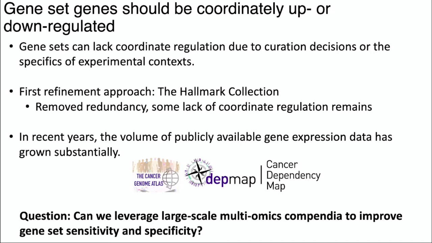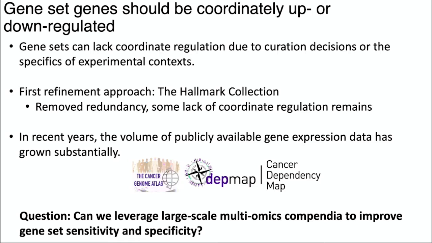Gene sets can lack this property of coordinate regulation for several reasons, including curation decisions and deriving a gene set based on a single experimental context. We first attempted to refine gene sets by generating the Molecular Signatures Database hallmark collection. This reduced redundancy, but issues of context specificity and coordinate regulation remained.